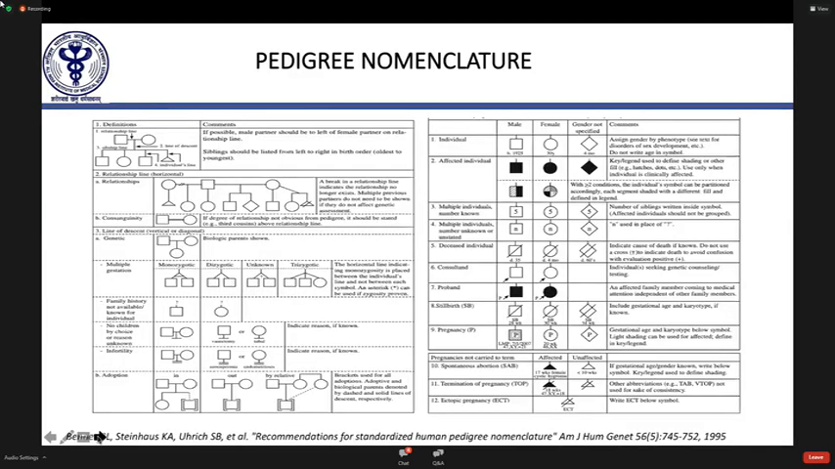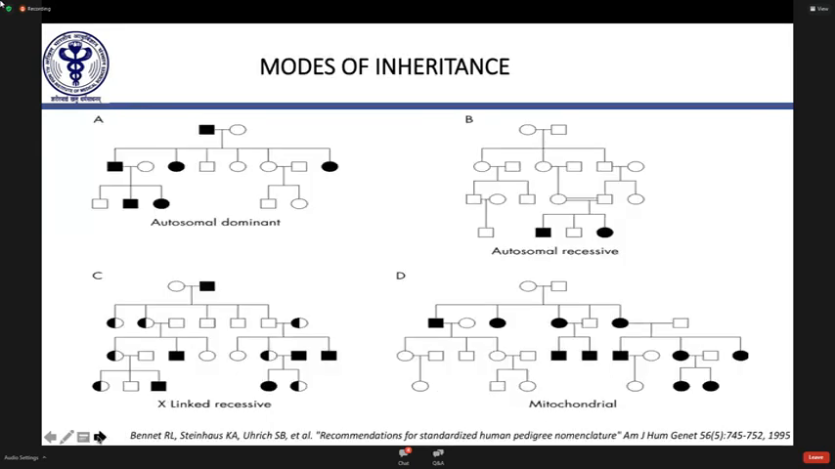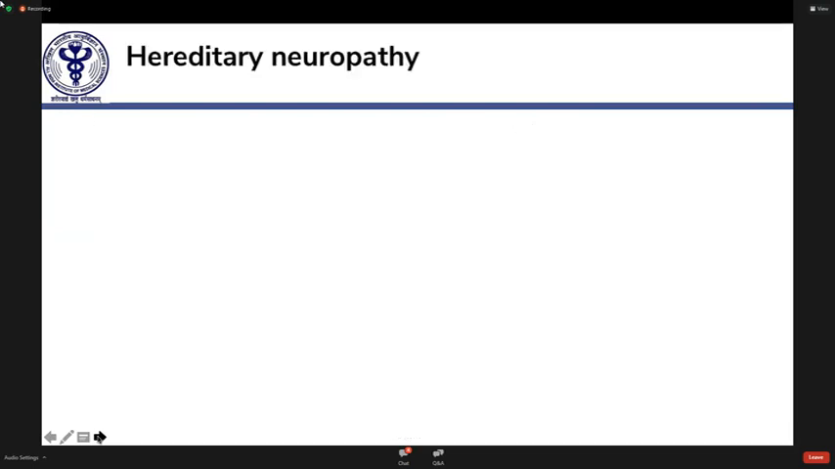A pedigree is important to know. We see all sorts of funny pedigree charts on rounds. You need to know how to draw a proper pedigree chart, and it has to come spontaneously. There is no point in mugging it up one week before the exam. A detailed three-generation pedigree chart is essential in history taking in any hereditary neuropathy. Only a full, proper, detailed pedigree chart will help you identify whether it is autosomal dominant, recessive, X-linked, or mitochondrial.